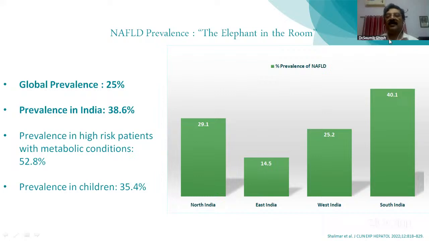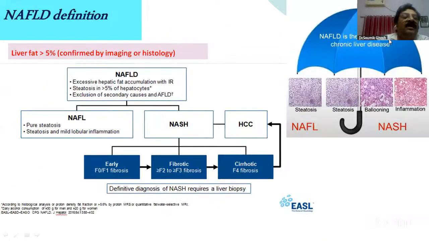And in India, it is more common in South India than North India or other parts of India, I think because of the saturated fatty acid containing oil intake of South India. NAFLD has now been renamed MASLD, but we still use NAFLD because it is directly related to liver fat. Whenever fatty liver disease comes, more than 5% of the liver parenchymal cells contain liver fat. So whenever there is more than 5% steatosis in the hepatocytes, it is called NAFLD.